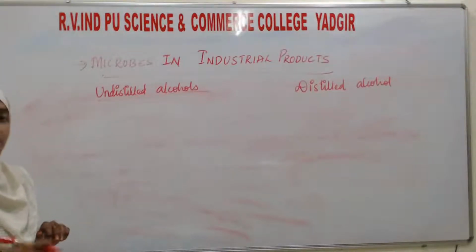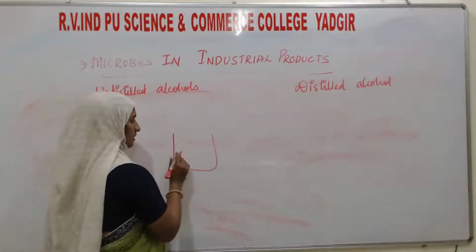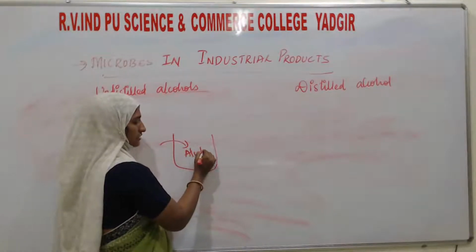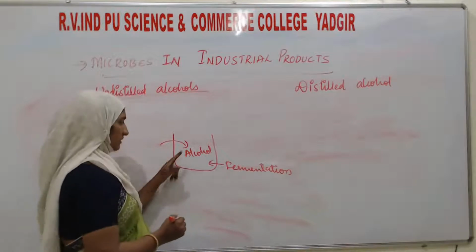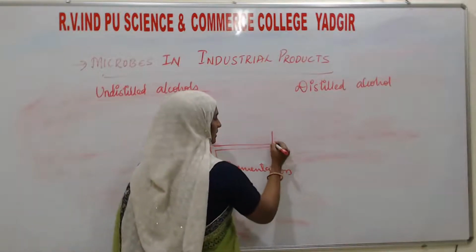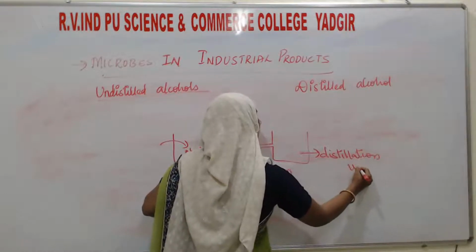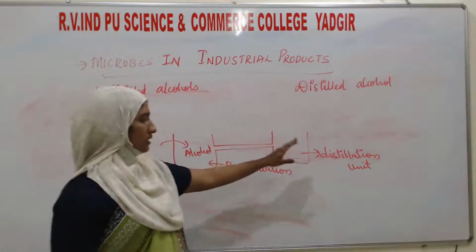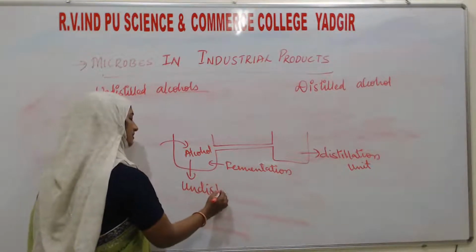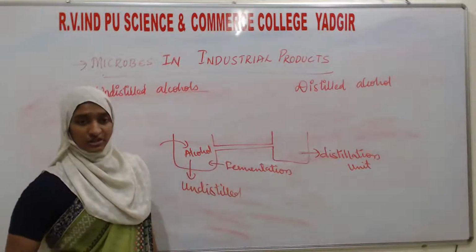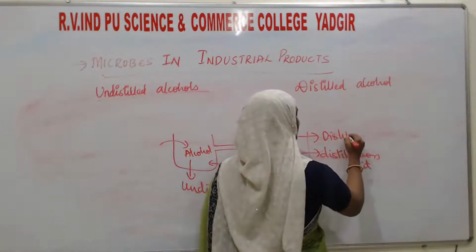First of all, I will tell you about the alcohol which is produced after fermentation. This alcohol is passed into the distillation unit. If this alcohol is undistilled, when it undergoes the process of distillation, that alcohol will become distilled alcohol.